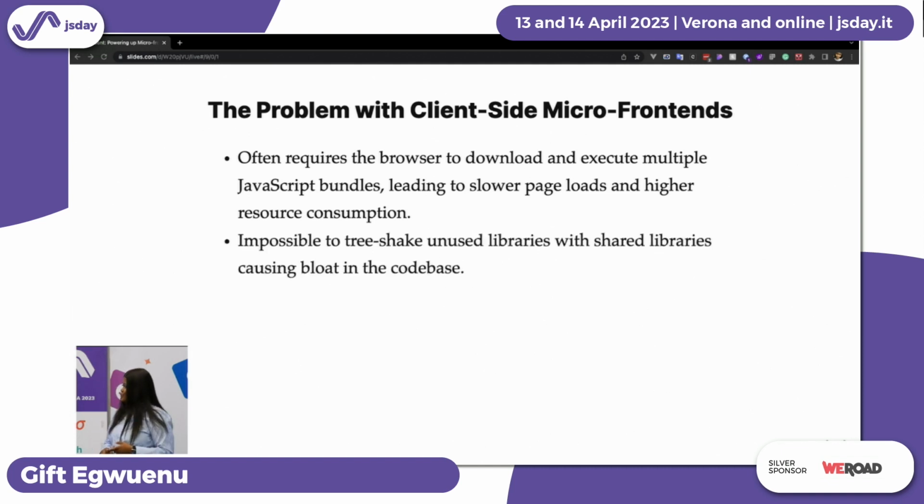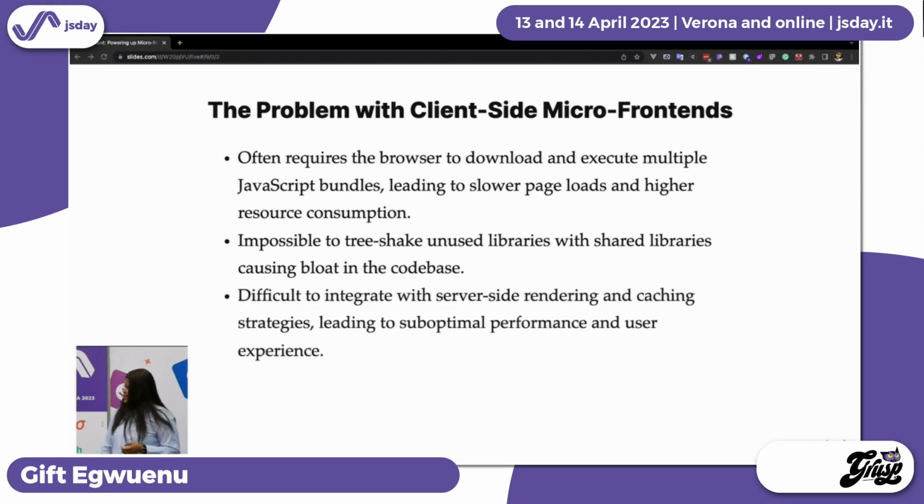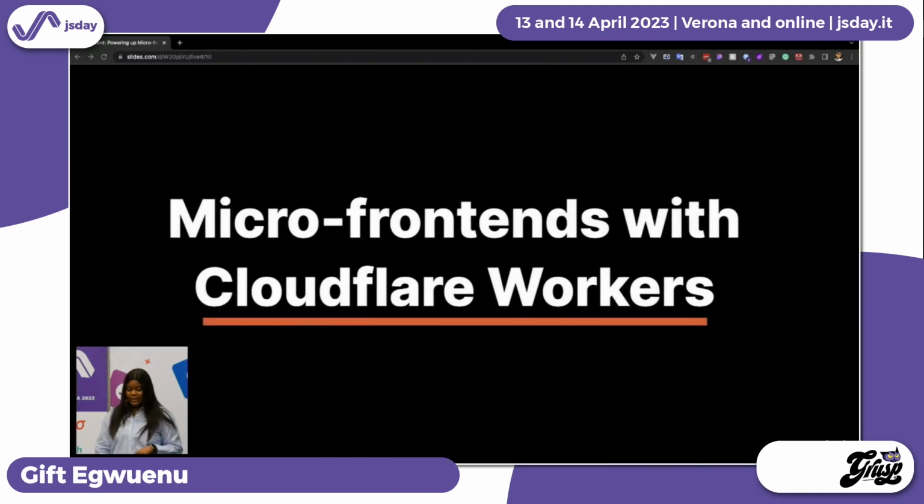It's very hard to shake unused libraries when you're using shared libraries. In that kind of architecture, you'd probably be using a monorepo, and you have some libraries being shared from one micro front-end to another. And finally, it's also difficult to integrate server-side rendering when you're shipping your micro front-ends on the client. So that's why in this talk, I'm going to be sharing how you can actually build micro front-ends on the server side using Cloudflare Workers.